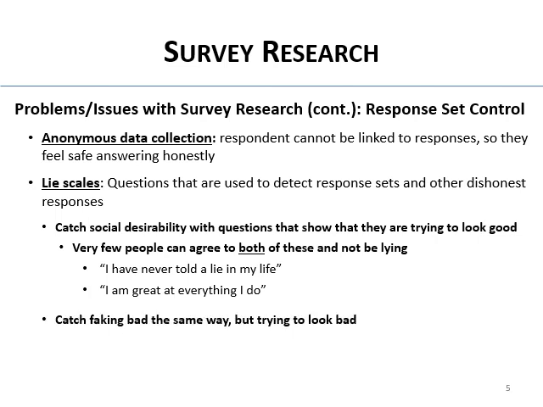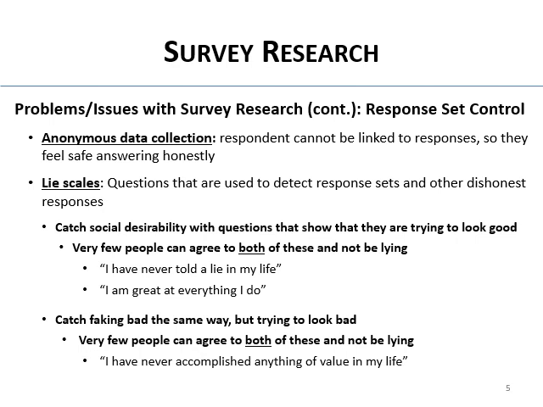You can do fake bad catching in the same way. Have things like, very few people can agree with both of the following. I've never accomplished anything of value in my entire life. Okay, well, maybe someone agrees with that, but also, I cannot remember any time I was ever happy. These are really extreme things, so if people answer strongly to both of these in agreement, it probably suggests they're just trying to fake bad. So these are just examples of some of the lie scales. Like the MMPI has some crazy number, like 7 or 8 lie scales on there trying to catch different response sets.